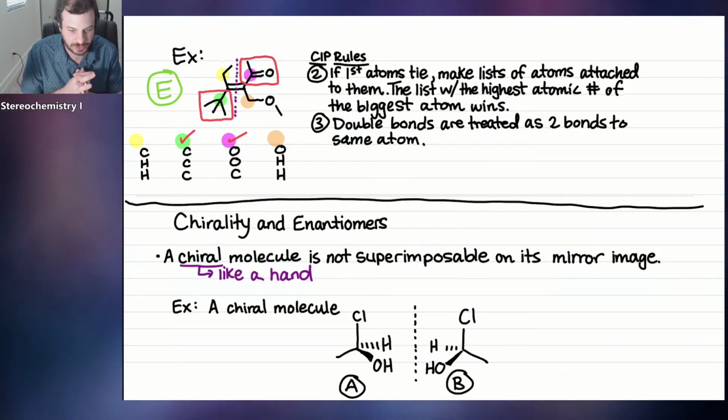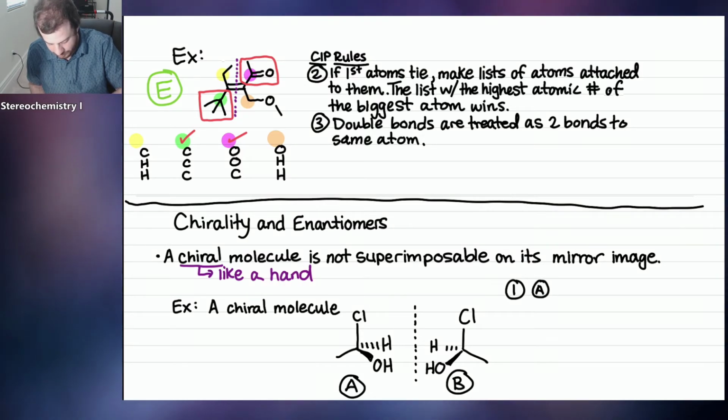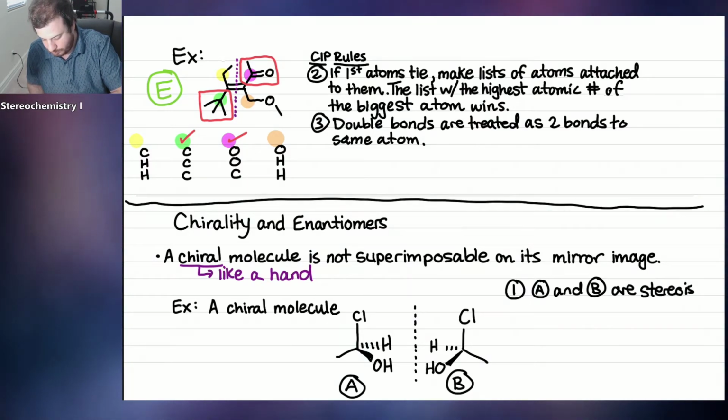They are stereoisomers. They are chiral. So here are some facts about these two molecules. Fact number 1. A and B are stereoisomers. They are stereoisomers because they're the same atoms, connected in the same way, but they differ in their shape or direction. So that meets the definition of stereoisomers.